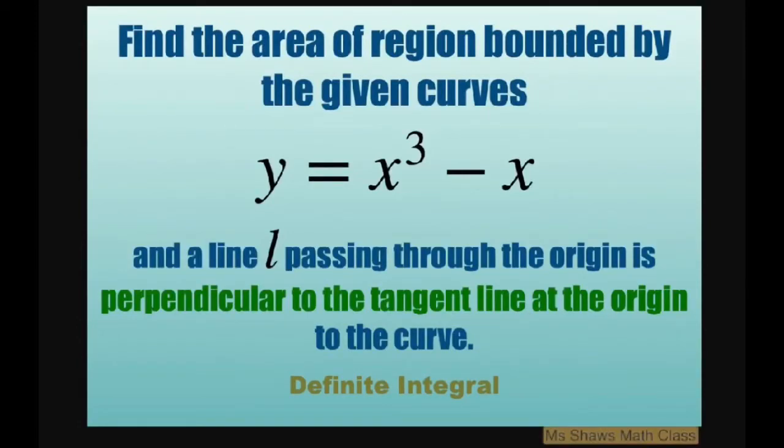Everyone. We're going to find the area of the region bounded by the given curve y equals x cubed minus x and a line passing through the origin that is perpendicular to the tangent at the origin to the curve. So let's unpack this.